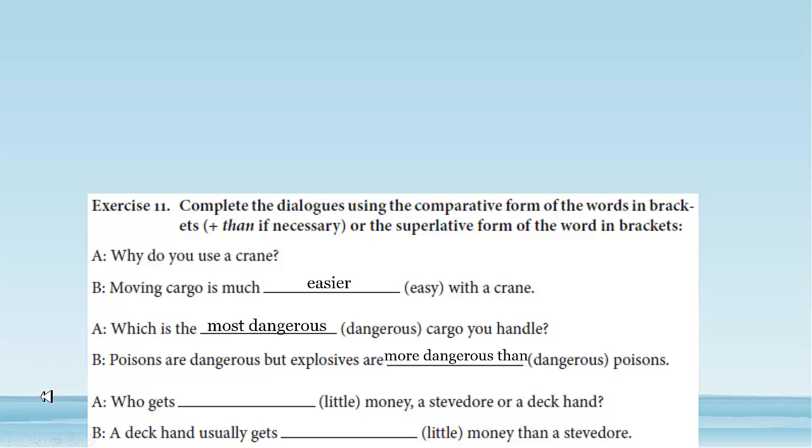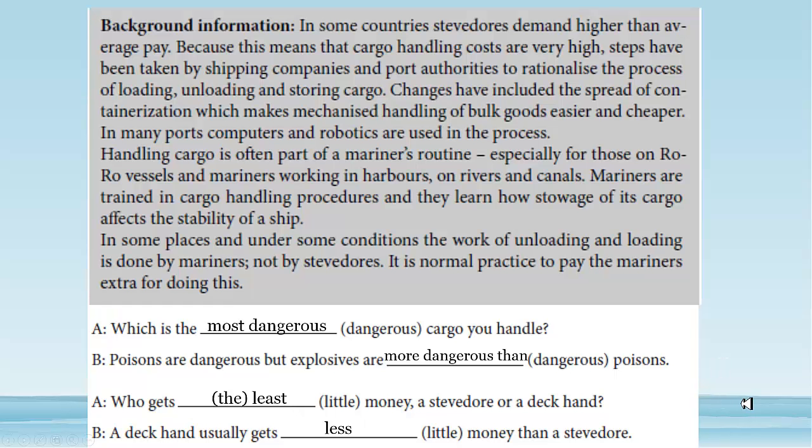Great. A, here is little, and that again is one of our irregular adjectives. So I have a little, she has less, and he has least, or the least. So who gets the least or least money? A stevedore or deckhand? B, a deckhand usually gets less money than a stevedore, so a comparative form there. Is that true? A deckhand usually gets less money than a stevedore? Well, yeah, actually it's true.